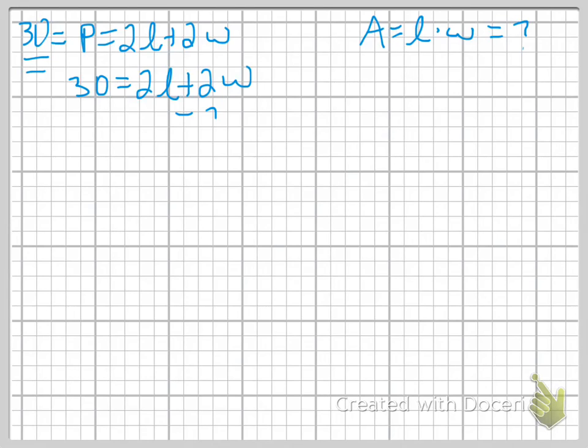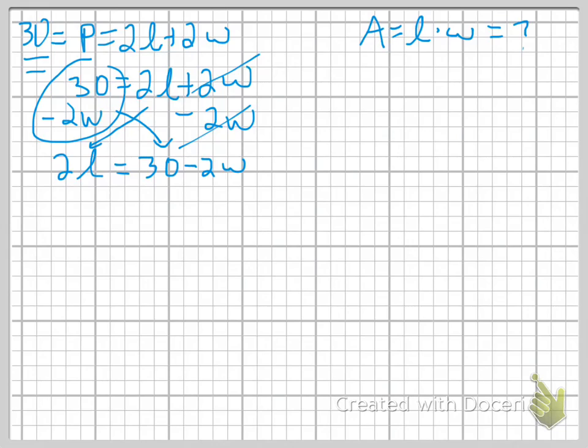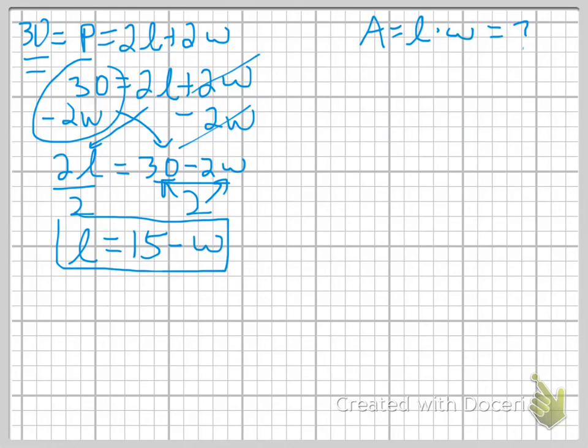So the first step is to subtract 2W from both sides. I'm going to switch sides and put 2L over here, since these cancel out, and take this side and put it over here: 30 minus 2W. Then I'm going to divide by 2, divide by 2. I can divide 2 into this and into this, and so I get L equals 15 minus W. So this formula is going to give me a fast way to get the length if I know the width.